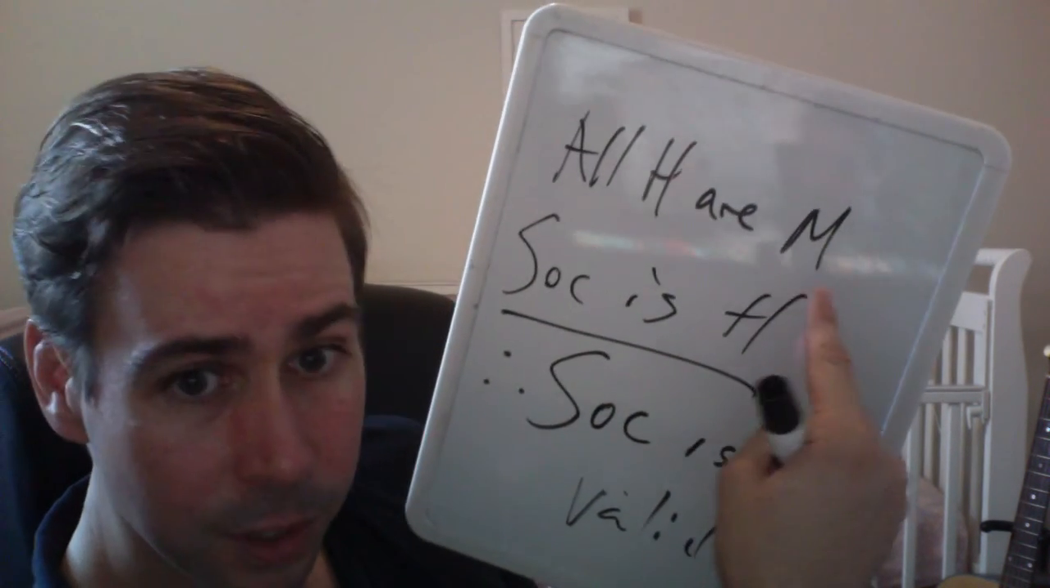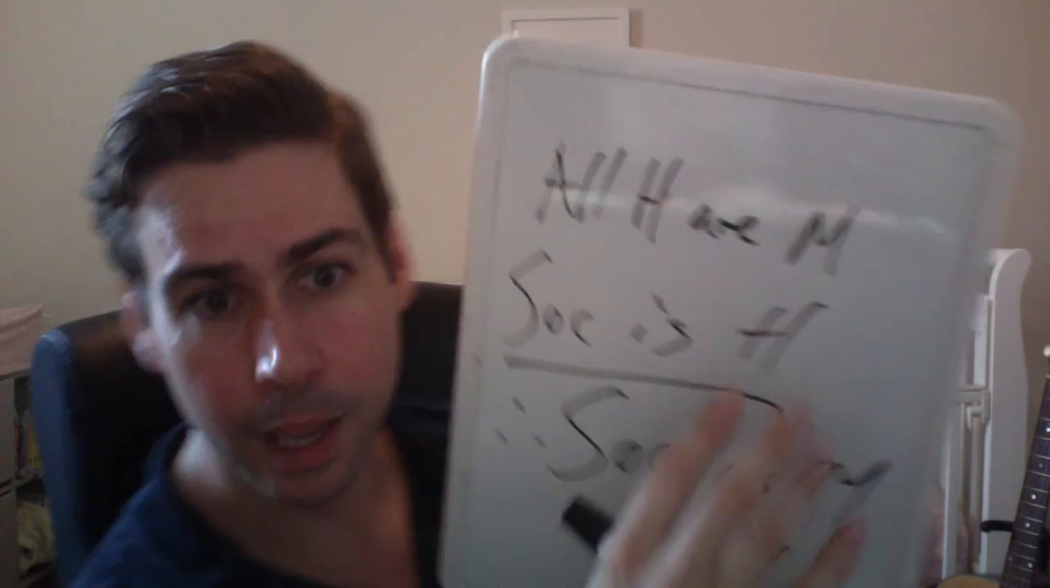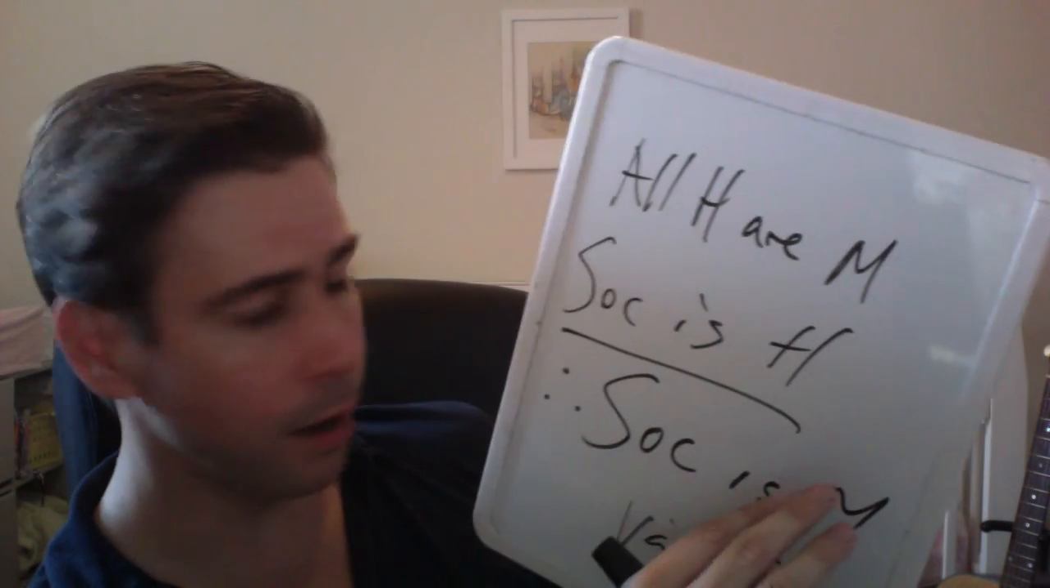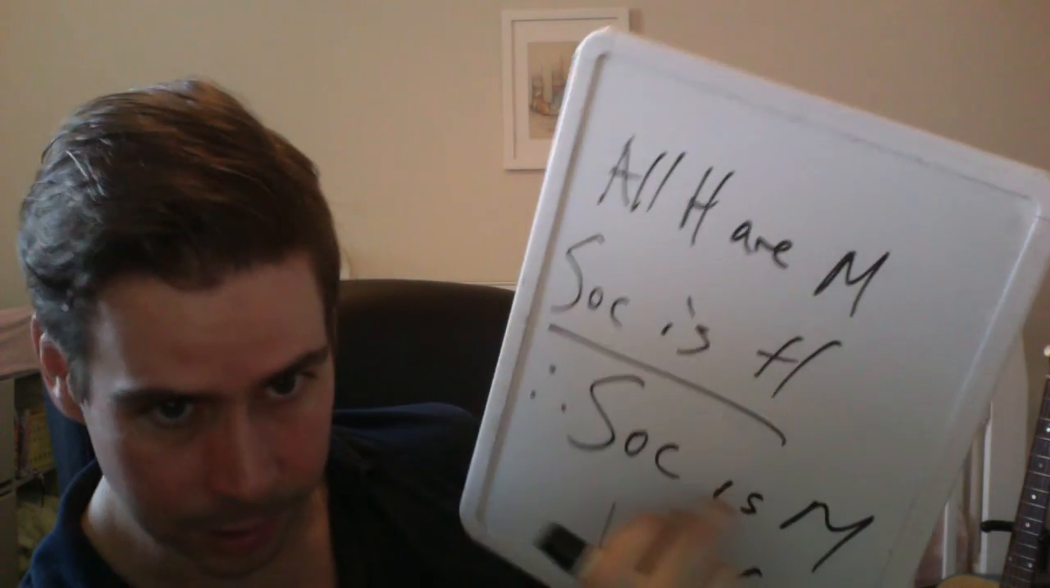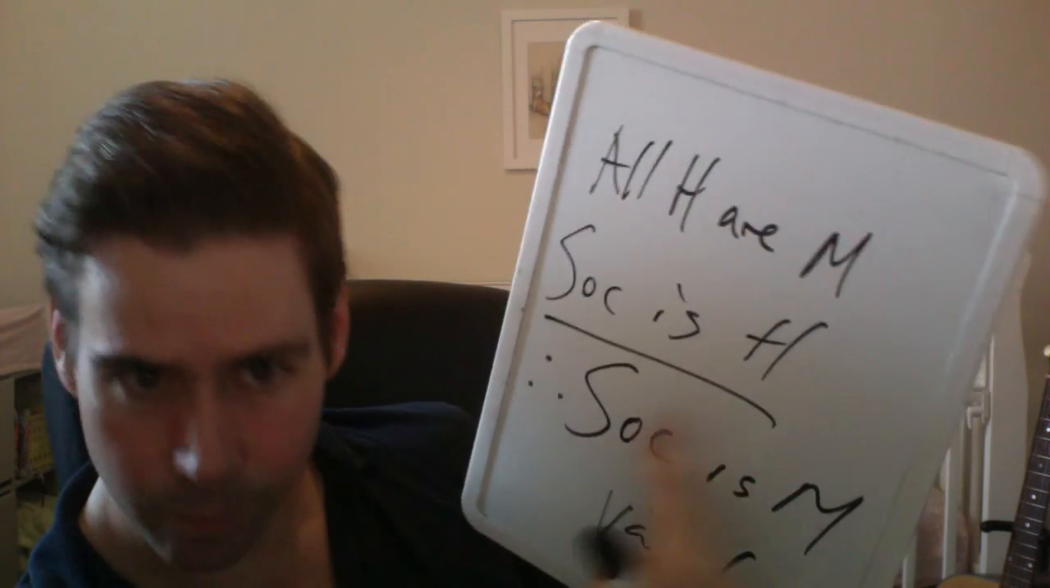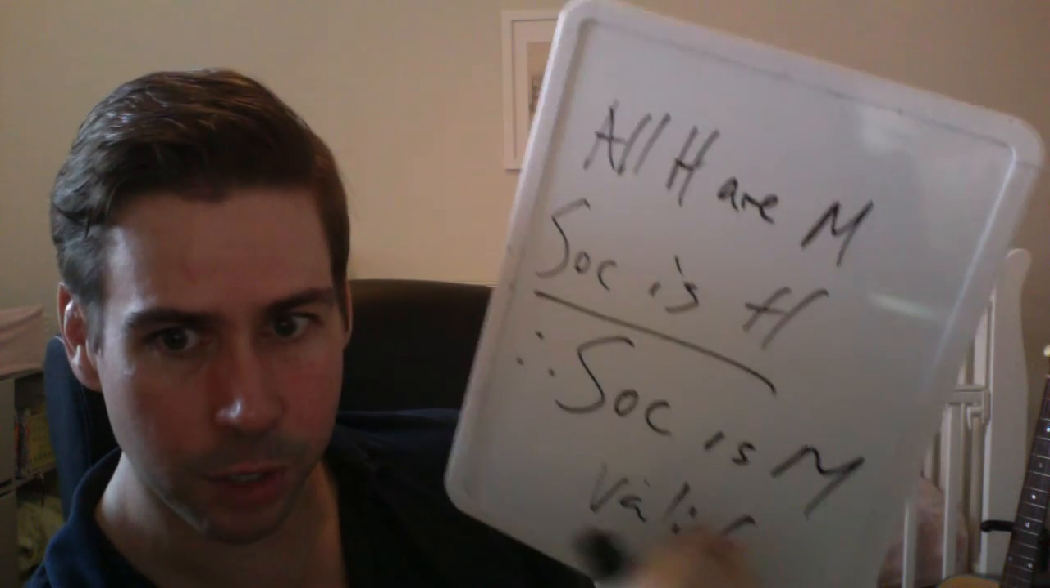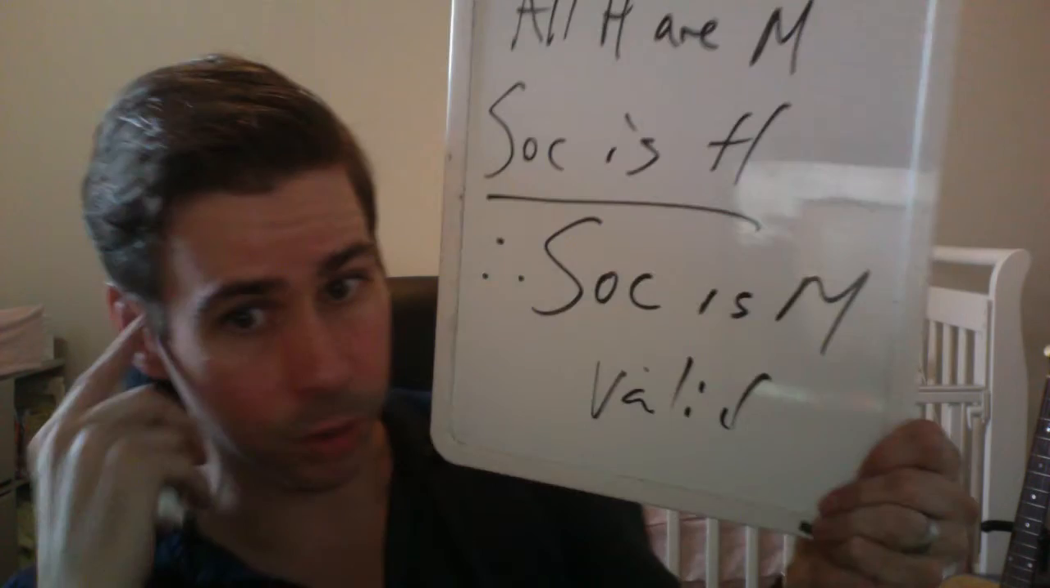So if the premises are connected to the conclusion in a generally logical way like this, such that if the premises are true, the conclusion has to be true, we call that a valid argument. Now, you can have a valid argument even if everything you say is false. All dogs are cats. All cats are zebras. Therefore, all dogs are zebras is a valid argument.